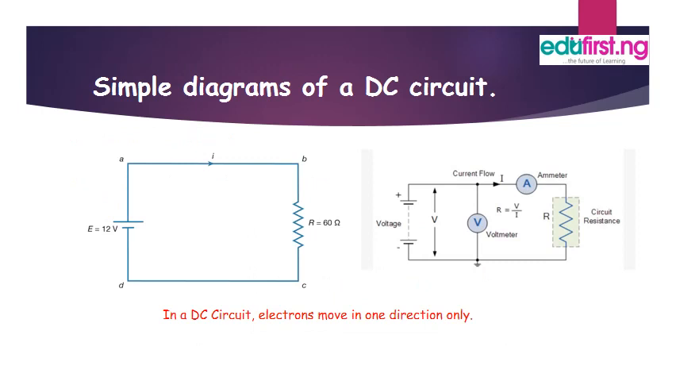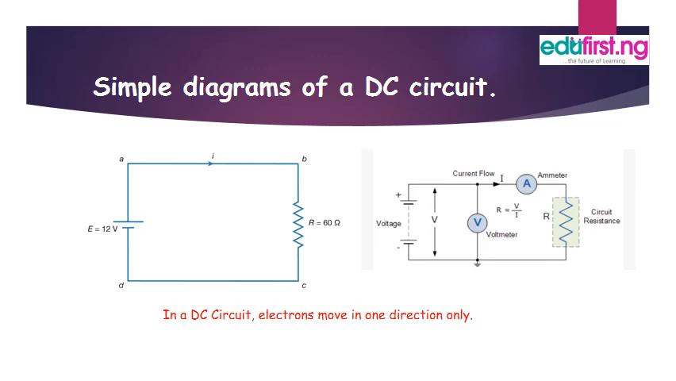Now, these are simple diagrams of a DC circuit. The diagram to the left is a very basic diagram of a DC circuit. You can see the E, which is 12 volts, indicated there. That is the battery source. You will see the small letter I, which indicates the direction of the current flow in that circuit. Then you can see the arrow, which in this case is 60 ohms, representing the resistance of this circuit.